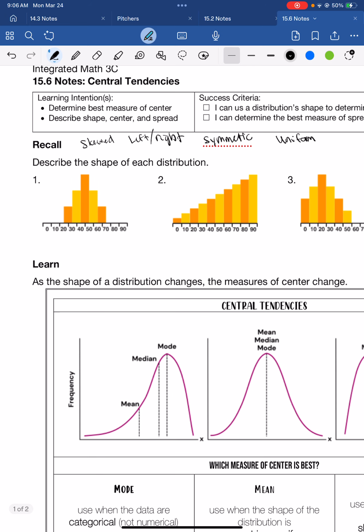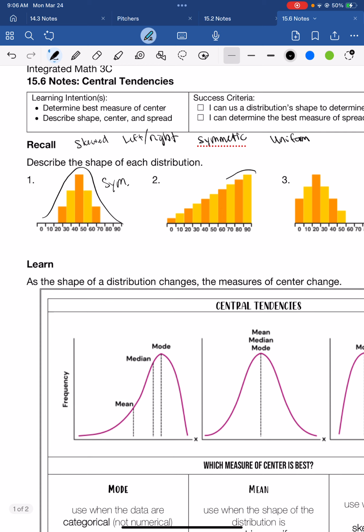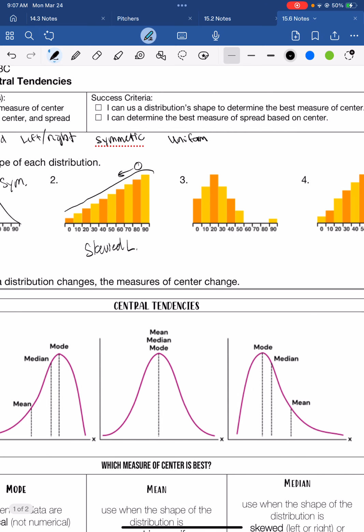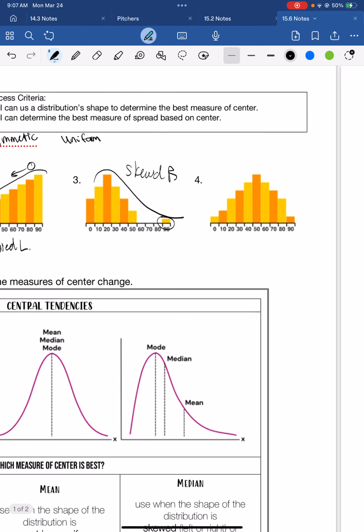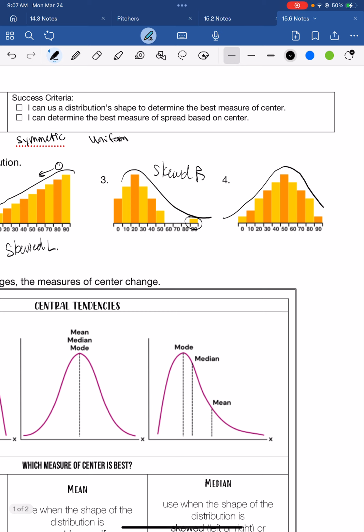So when we look at this one right here, it's the same on both sides, so this one would be symmetrical. Right here, we want to think about if we drop the ball, where would it go? Well, it's going to go down the hill to the left, so this would be skewed left. This one right here, since we have this outlier out here, we would be skewed to the right. And then another example right here of symmetrical, since it's fairly similar on both sides.